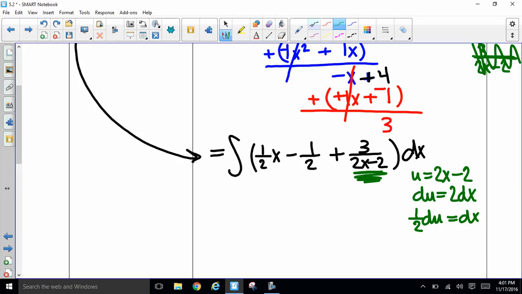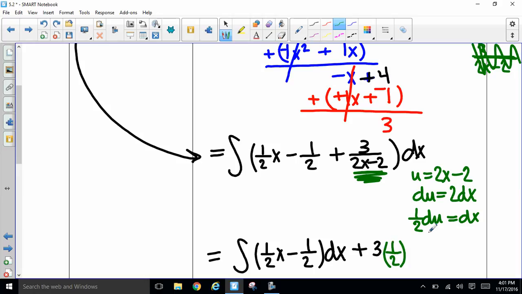Okay, so now I can turn this into the integral of 1/2 x minus 1/2, all of that dx, plus, I'm going to bring the 3 out in front. Then I'm going to think of the 1/2 that I want to have with my du. Then I'm going to think of integrating 1 over u du. So this 1/2 du was coming from that dx. And the 3 was just a constant, and so I moved it out in front as well.